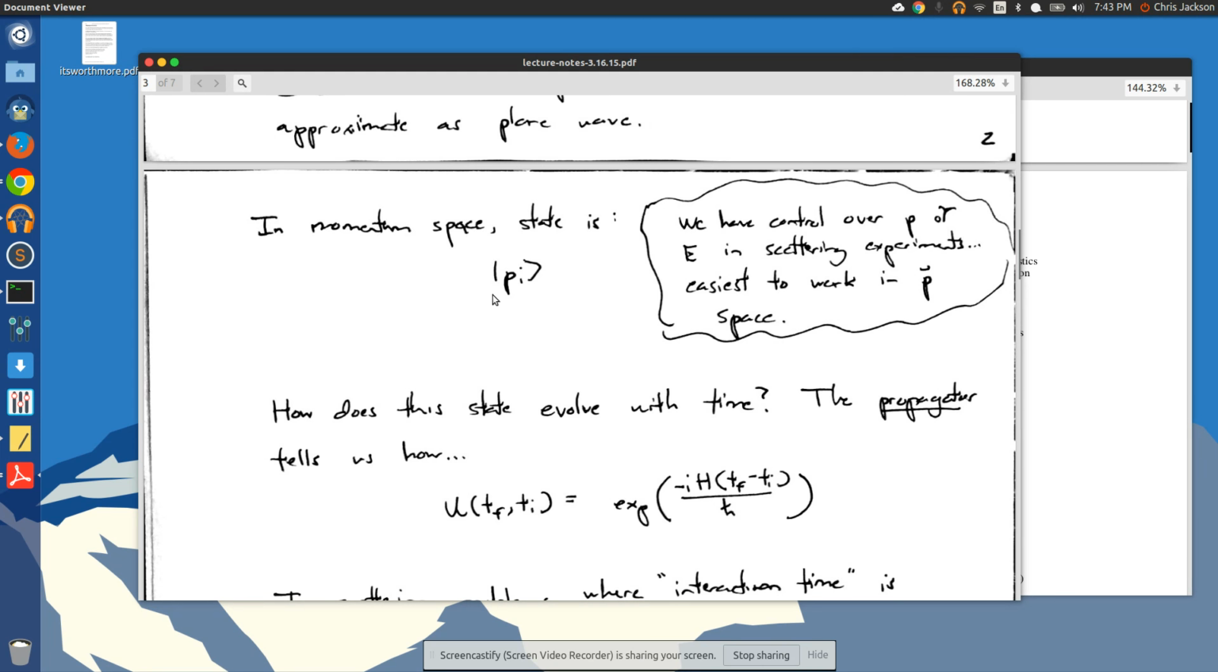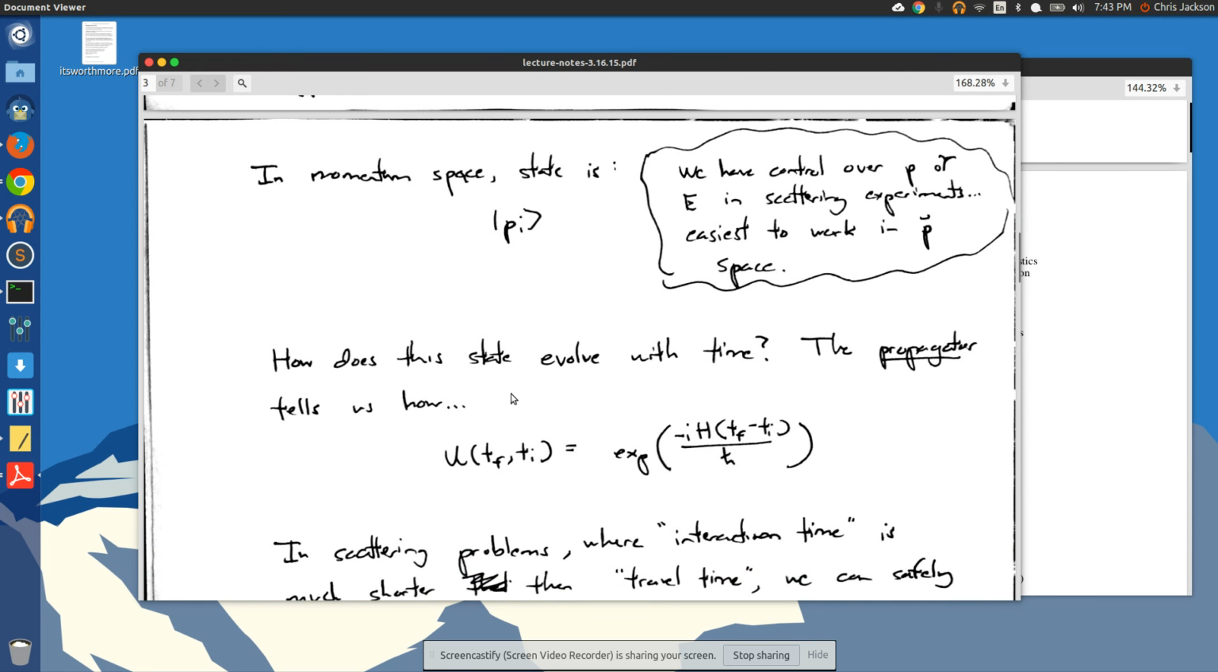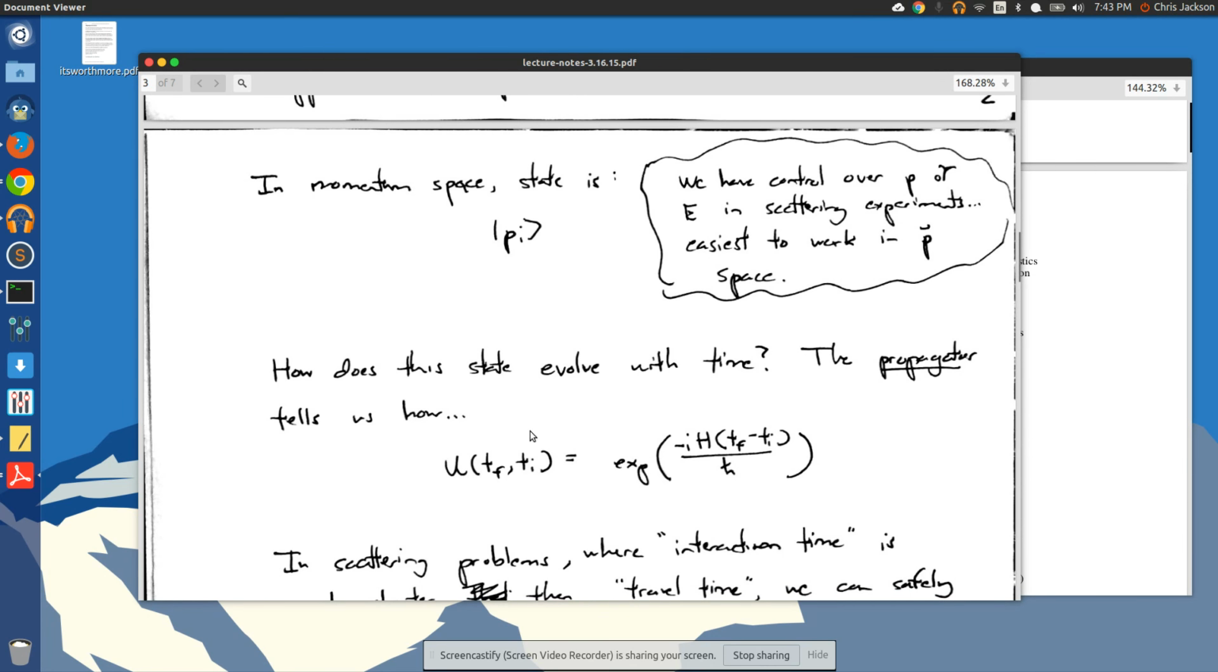So we have a time dependent problem here, right? So we want to ask, if we set the initial state to this momentum ket, how does this state evolve with time? And we all know since last semester that the time evolution of these states is given by the propagator, the time evolution operator. Okay, and this is just a simple form, so we're assuming that the Hamiltonian doesn't have any time dependence here. So all the time dependence is just captured inside this exponential.